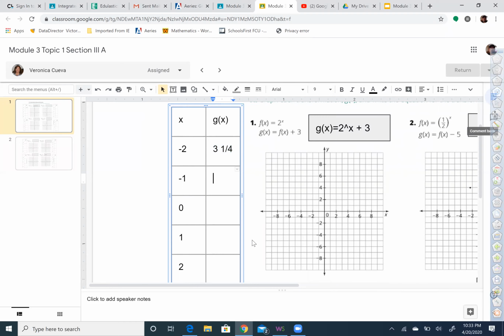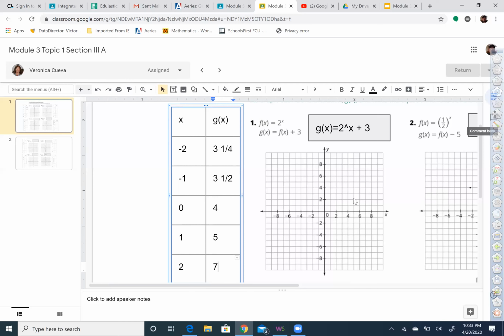Okay, so we try negative 1. So 2 to the negative 1, that's just going to flip it, so it makes it 1/2. So 1/2 plus 3 will be 3 and 1/2. Then we plug in 0. 2 to the 0 is 1, and 1 plus 3 is equal to 4. Then 2 to the first power is 2, and 2 plus 3 is 5. The next one would be 2 to the second, which is 4, and 4 plus 3 is 7. So those will be my points.